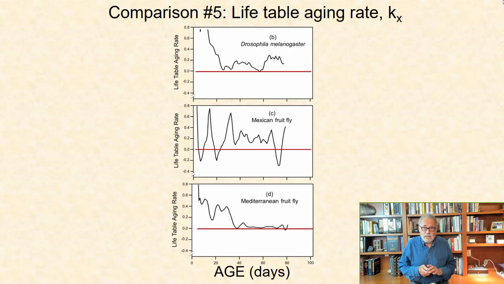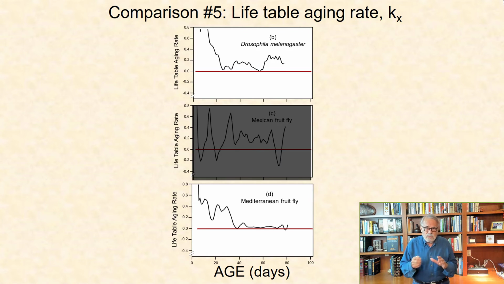Because of the hugely variable pattern in the middle graph for the life table aging rate for the Mexican fruit fly, I will set that aside and just use the top and bottom graphs showing Drosophila and the medfly fruit fly Kx values.